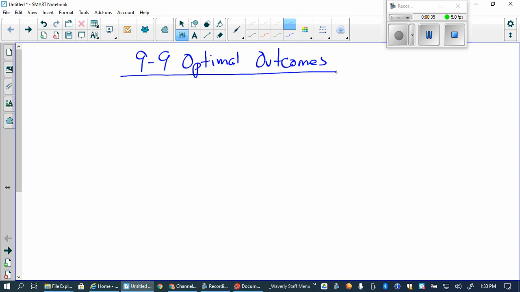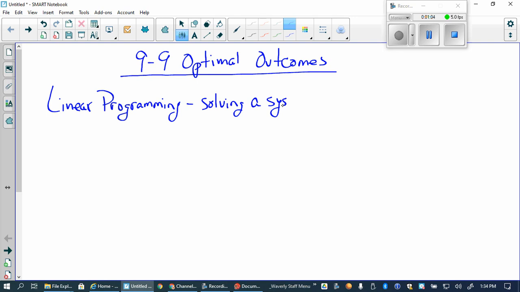And really, what it is, I don't know if you've ever heard this term, it's called linear programming. Right? At its very core, linear programming is just solving, in its simplest explanation, a system of inequalities. All right?